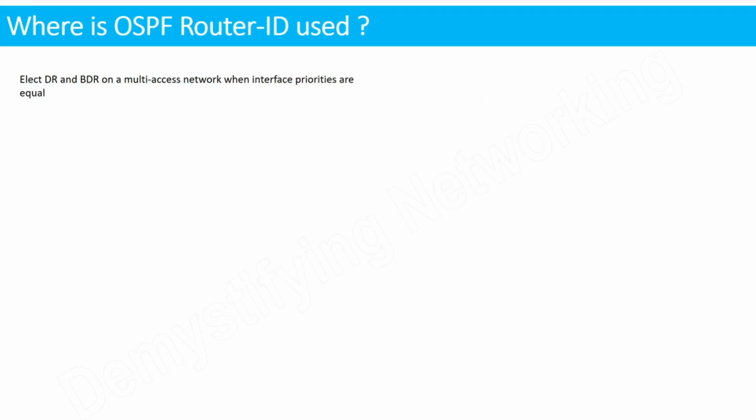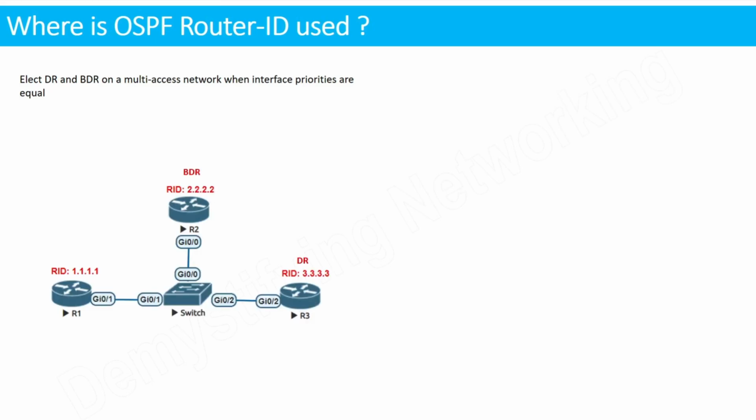OSPF router ID is also used to elect DR and BDR on a multi-access network when the interface priorities are equal. As shown in the sample topology, router 1, router 2, and router 3 are connected to a multi-access network. The interface priorities on all three routers are equal, and to select DR and BDR, router ID is used. In this scenario, router 3 has the highest router ID, so router 3 is elected as a DR. Router 2 is elected as a backup designated router because it has the second highest router ID.